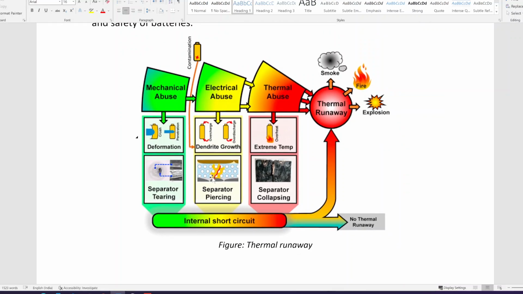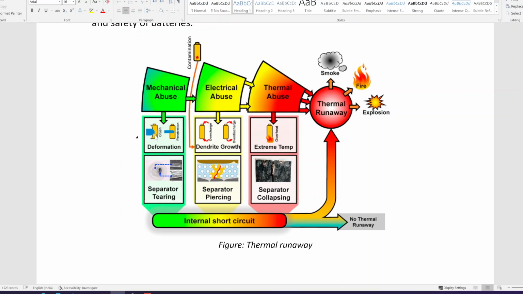Now this growth of dendrite structure also has the potential to pierce through the separator. And again, if the separator gets pierced due to this dendrite growth, it amounts to micro tearing of the separator, and again it would result in an internal short circuit. Same story because of high temperature, because of overheating.